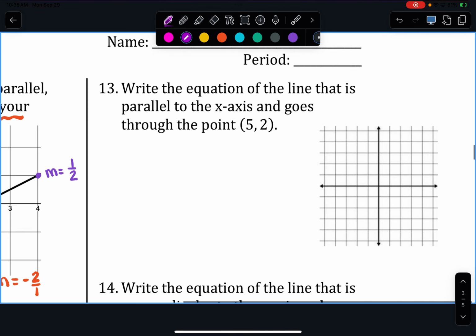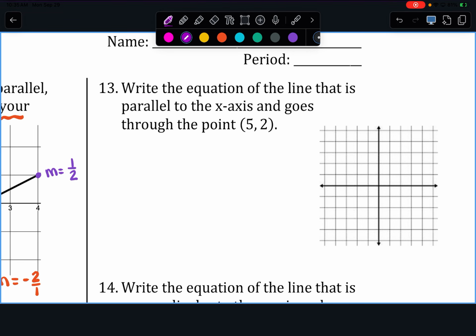Write the equation of the line that is parallel to the x-axis and goes through (5, 2). Now, you don't have to draw the graph, but you should. Right? There's literally a graph right here to help you identify what that equation is. And so let's go do that. Let's see. It has to go through (5, 2). So I'm going to plot this first. So 1, 2, 3, 4, 5, 2. If you don't plot your points correctly, then your answers are going to be incorrect. So be very careful.